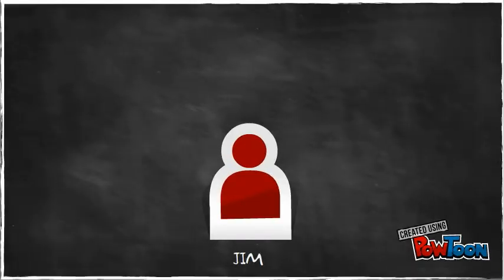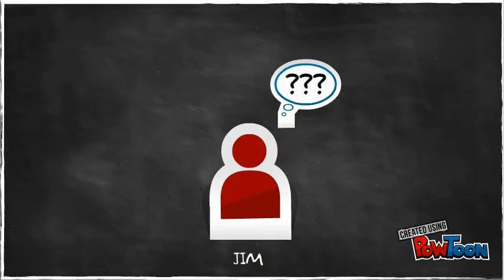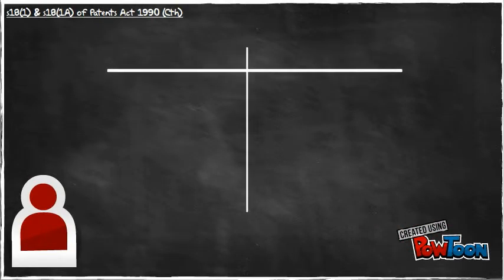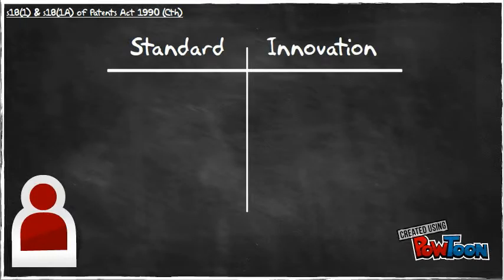This is Jim. Jim is an inventor and has come up with a new invention that is a bit of a secret right now. He wants to obtain a patent to protect his idea from others, but what type of patent should Jim apply for? In Australia, there are two types of patents that can be granted: standard patents and innovation patents.